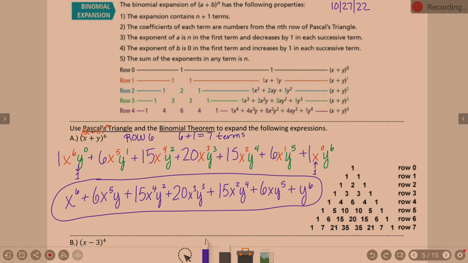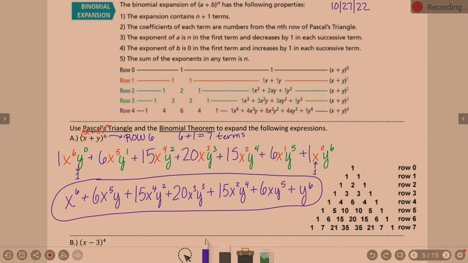And then another thing to notice, as you look at each term, the sum of the exponents in any term is 6. It's x to the sixth. Here it's x to the fifth, y to the first. 5 plus 1 is 6. Exponents 4 and 2 is 6. 3 and 3 is 6. 2 and 4 is 6. 1 and 5 is 6. And 6 is 6. So every time, all of those terms, my exponents always add to be 6, whatever power we were working with here.